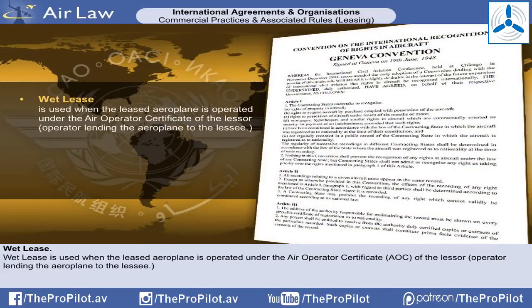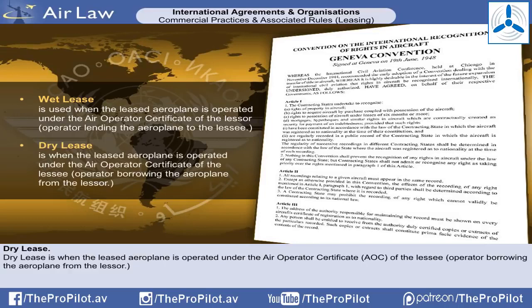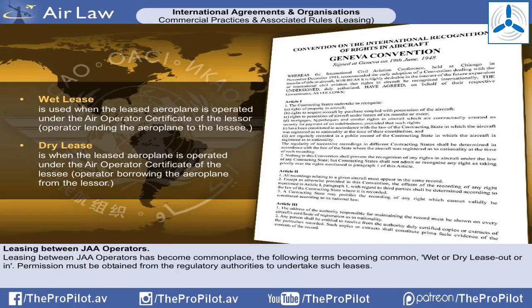Wet lease is when the leased aeroplane is operated under the Air Operator Certificate, AOC, of the lessor, the operator lending the aeroplane to the lessee. Dry lease is when the leased aeroplane is operated under the Air Operator Certificate of the lessee, the operator borrowing the aircraft. Leasing between JAA operators has become commonplace, together with the terms wet or dry lease out or in. Permission must be obtained from the regulatory authorities to undertake such leases.